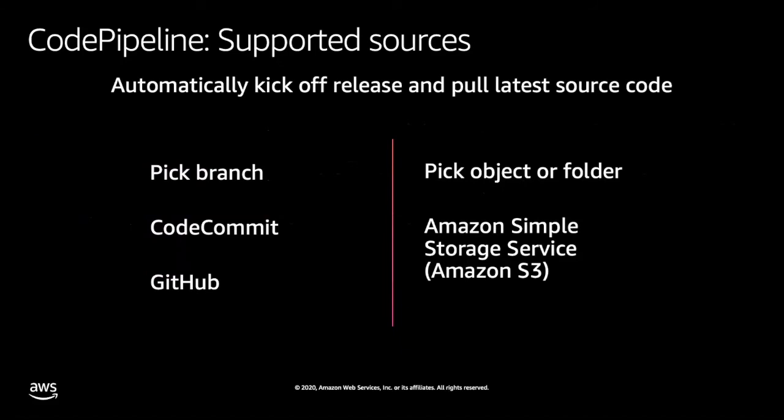Okay. So some of the supported sources for this. You can pick a branch from CodeCommit, or from GitHub, so you can say always pull from this GitHub repo on this branch. You can have it sourced from S3, so maybe you build your application somewhere else and you just put the finished build into CodePipeline. CodePipeline will pick up that build and then deploy it via S3. It's a specific object in a folder in a bucket, and it relies on the versioning of S3 to know what needs to be deployed or not.